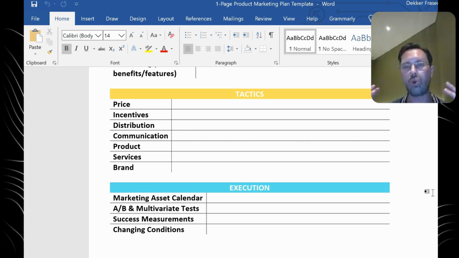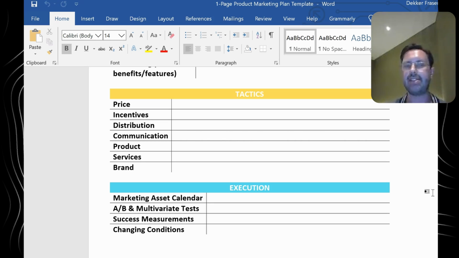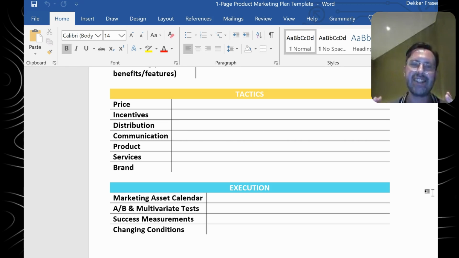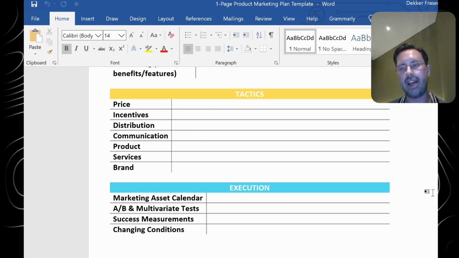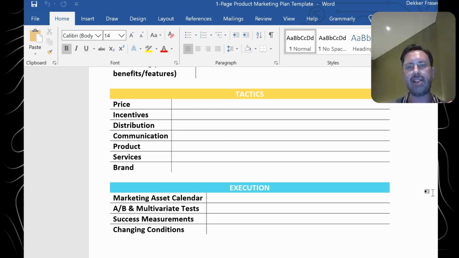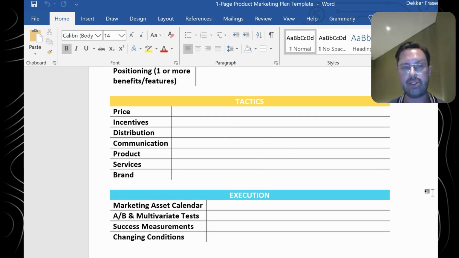Execution is also about optimization. So this is where growth marketing plays a strong role. Things like A/B tests, multivariate tests, very important. Measuring success after launch is also very important. So you need to be looking at whether you're on track to reach those goals that we set at the beginning, and the various sub-objectives that you set for yourself.